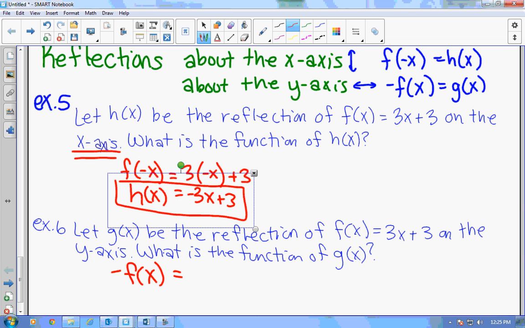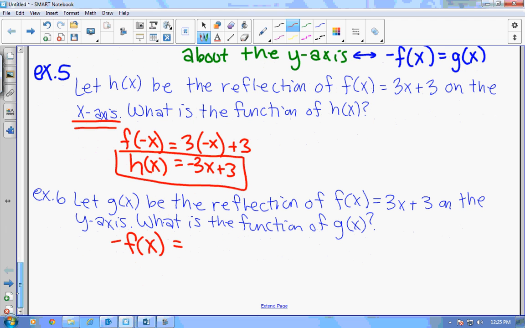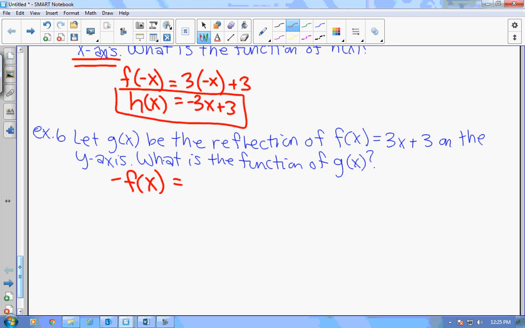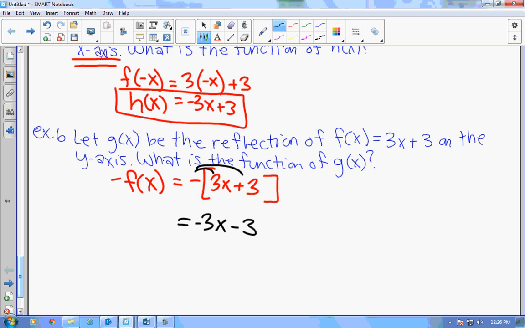If everything changes signs, does it just mean the 3x is the only thing that changes signs? No. What about the 3? Does that change signs as well? Yeah, so to show that we do negative and put parentheses or brackets around the entire function, and then we use the distributive property. If you distribute that in, we get a negative 3x, so that's a new sign, and a negative 3, so both change signs. And this is going to be called g of x.